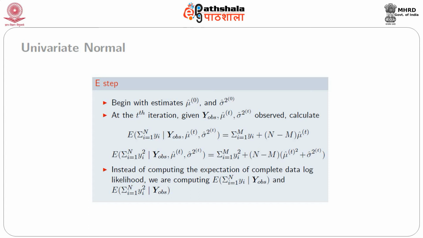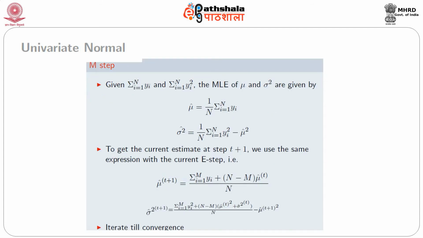Now, what is the M step? The M step assumes that summation yi, i runs from 1 to n, and summation yi square, i runs from 1 to n, are given. Then the maximum likelihood estimates of mu and sigma square are given by mu hat equals 1 by n summation yi, and sigma hat square equals 1 by n summation yi square minus mu hat square.